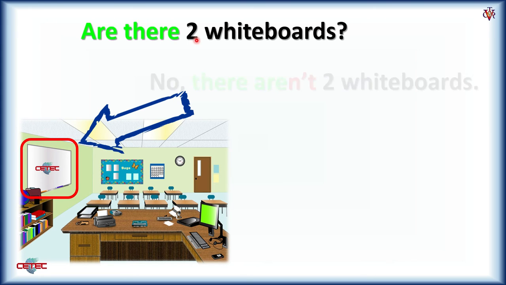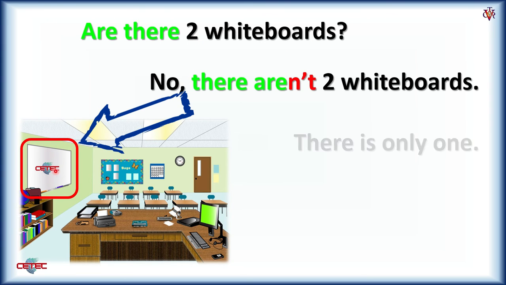Are there two whiteboards? No, there are not two whiteboards. There is only one. Now, here it's in positive, because they ask, are there? In general, they think if they have two whiteboards, white is a color, board. That was the reason why they call it whiteboard. Here, that is not a whiteboard.